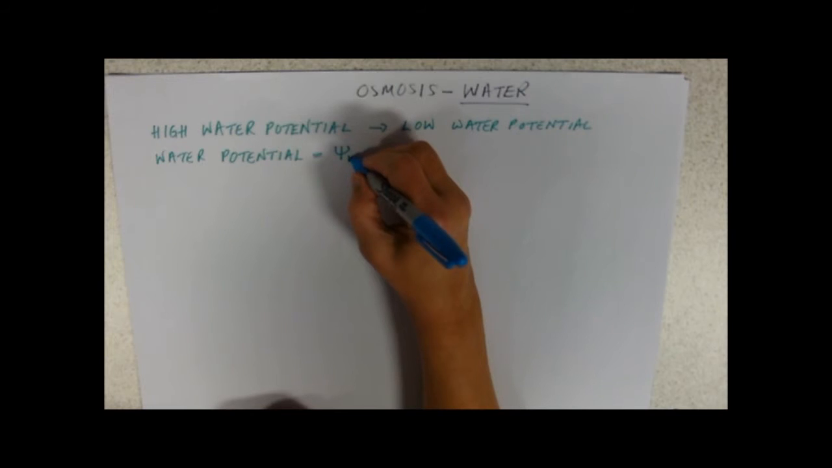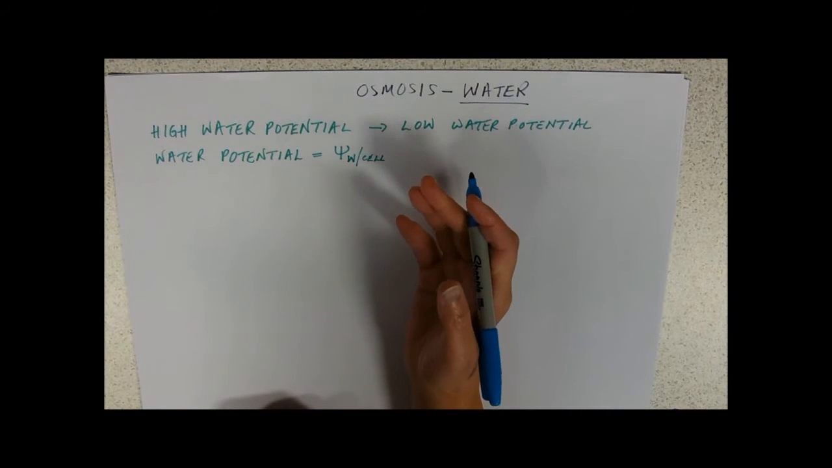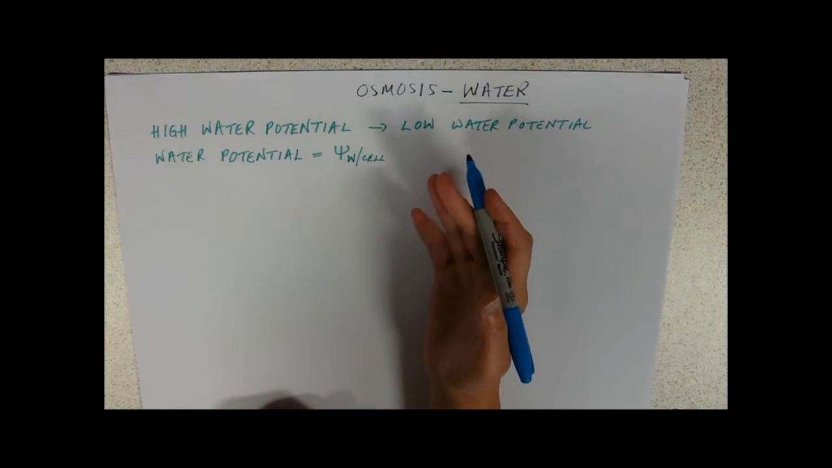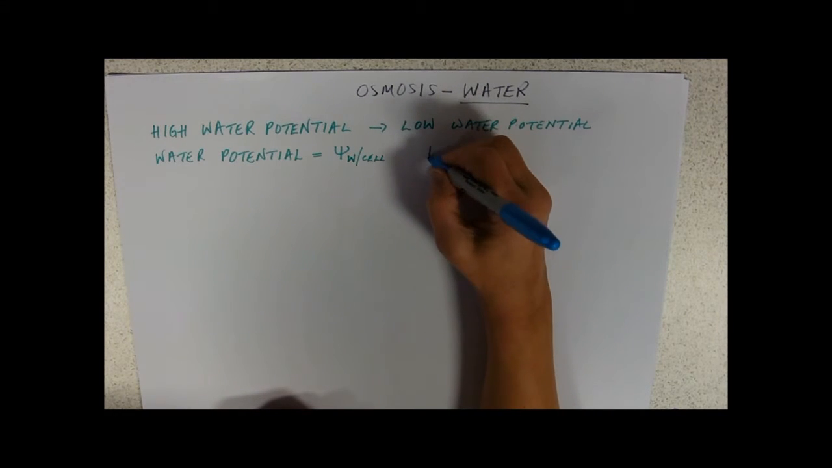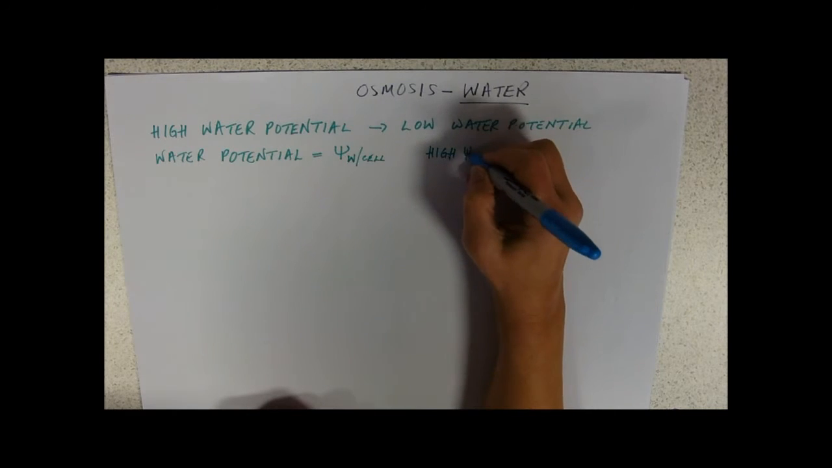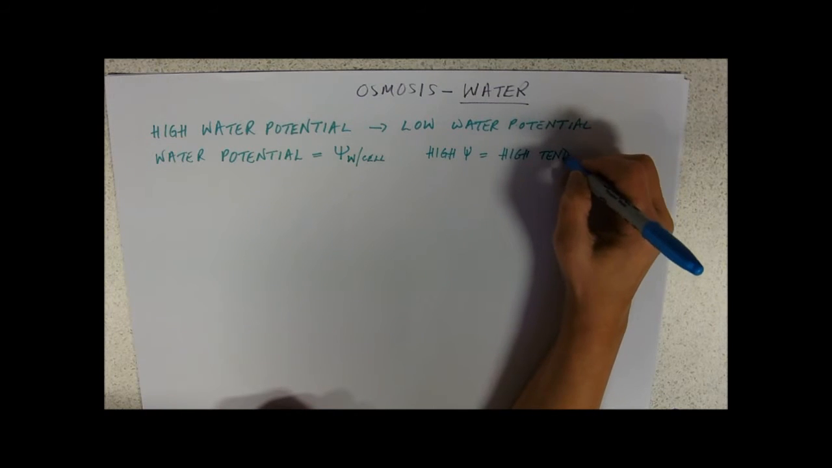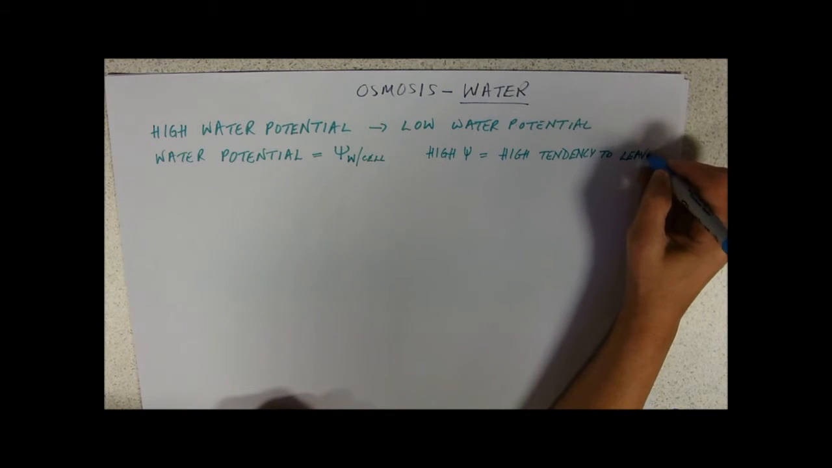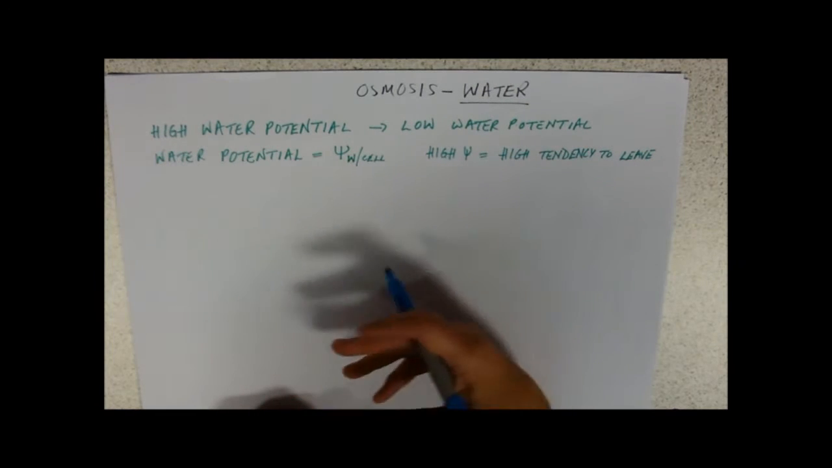And we often see it superscripted as W or cell. So that's referring to the cell itself. Now, water potential is the tendency of water to move out of a system. So, if you've got a high water potential, it means a high tendency to leave. So solutions with high water potentials are going to effectively, the water's going to leave and go to somewhere where it's lower.